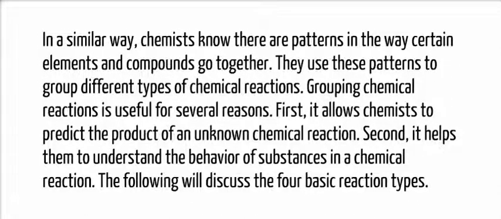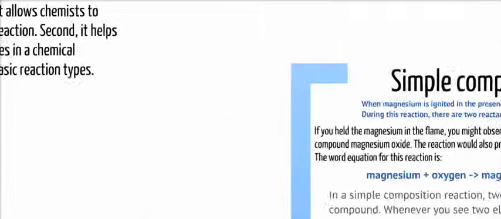So in similar ways, chemists know that there are patterns to ways that certain elements and compounds go together. They use these patterns to group different types of chemical reactions. Grouping chemical reactions is useful for several reasons. First, it allows chemists to predict the product of an unknown chemical reaction. Second, it helps them to understand the behavior of substances in a chemical reaction. So in the following, we'll discuss the 4 basic types of reactions.